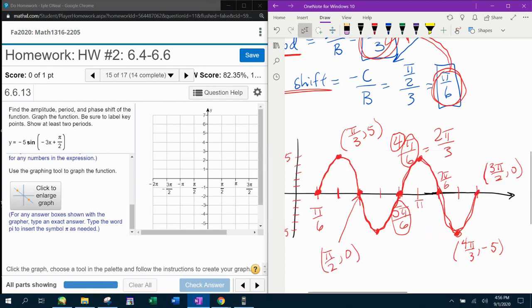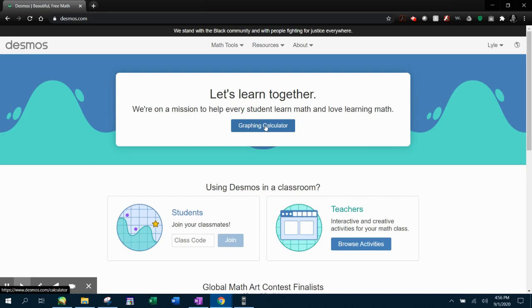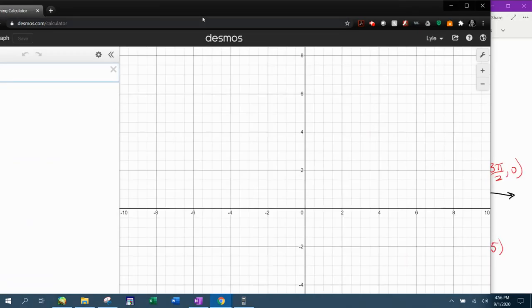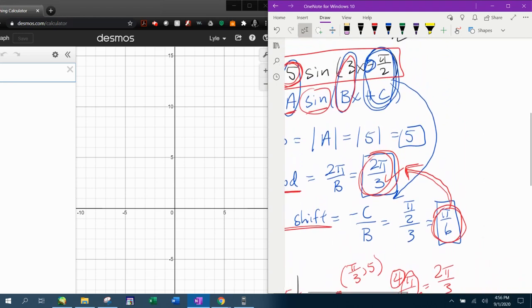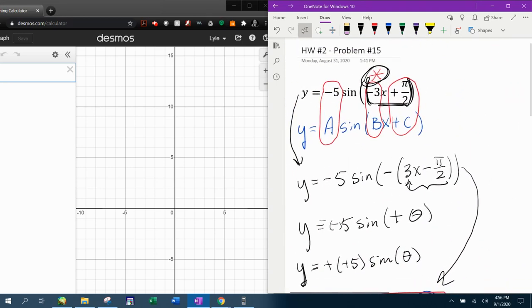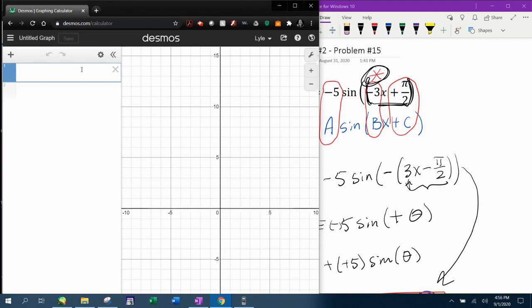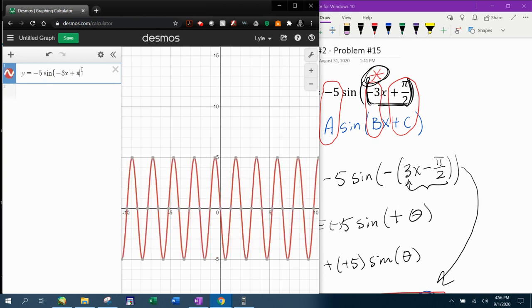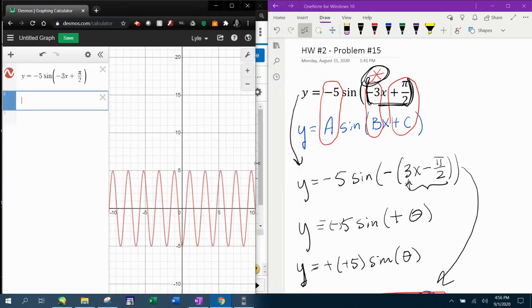And what I'm going to do is pull up my Desmos, and we're going to check that, okay? Go into Desmos Calculator. And we're going to need to minimize this so I can actually see my equation. Let's see, where was my equation I want to graph? Oh, I actually want to graph the original equation, just so you can see that I'm not cheating by graphing what I changed it to. We're going to graph the original. Y equals -5 sine -3x plus pi over 2. Enter. Okay, so there is my Desmos graph.